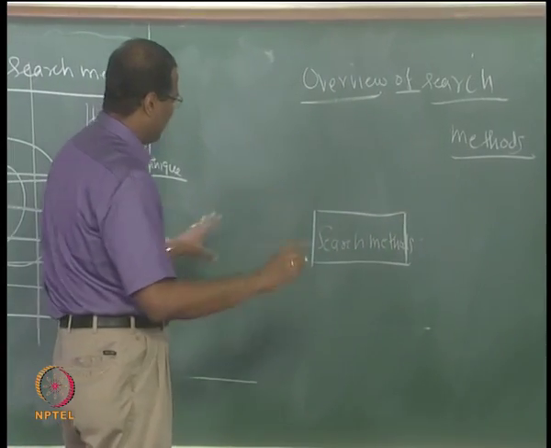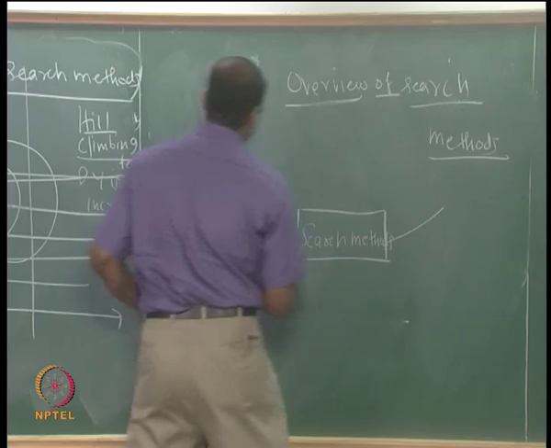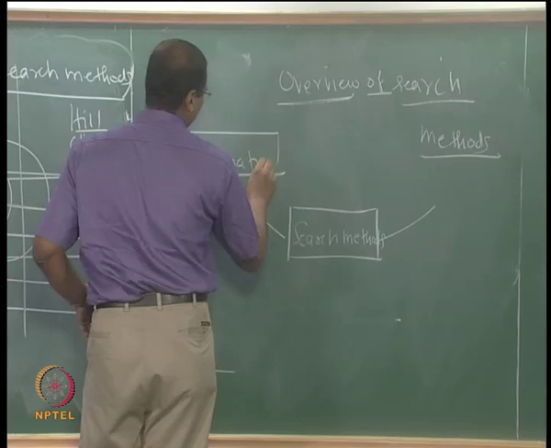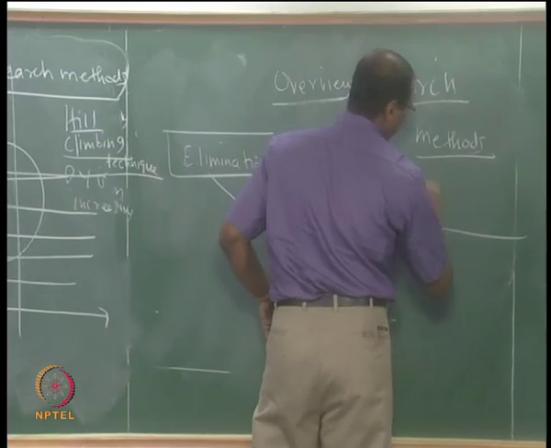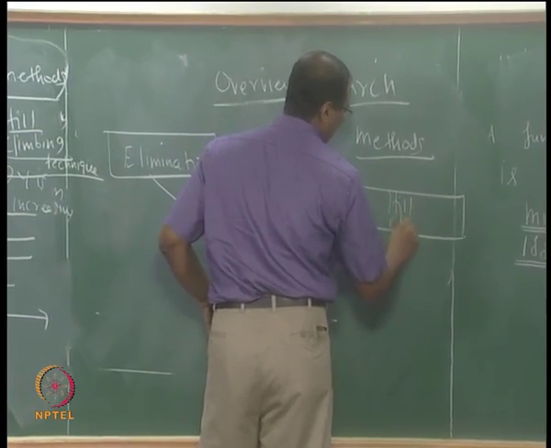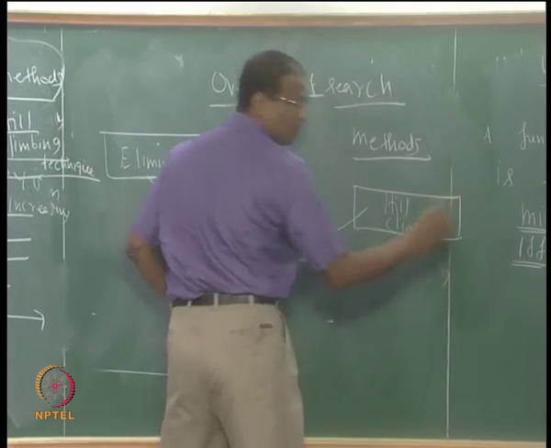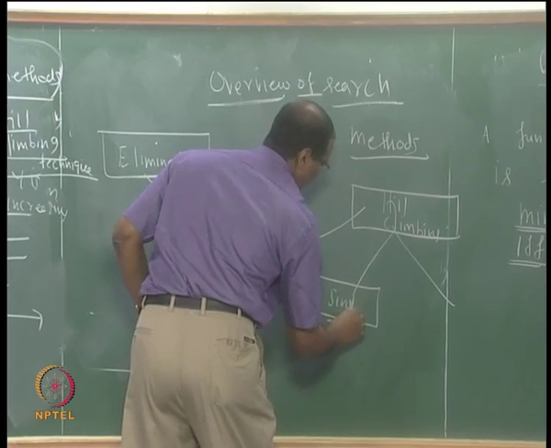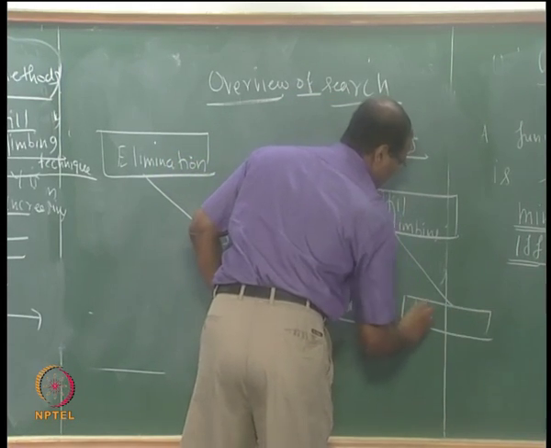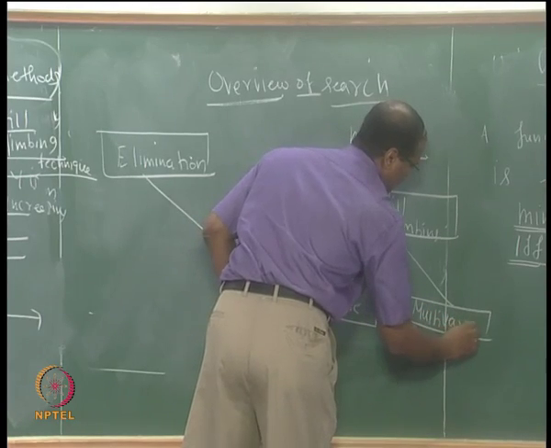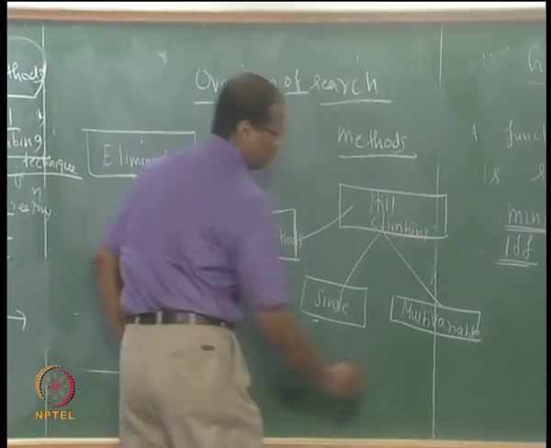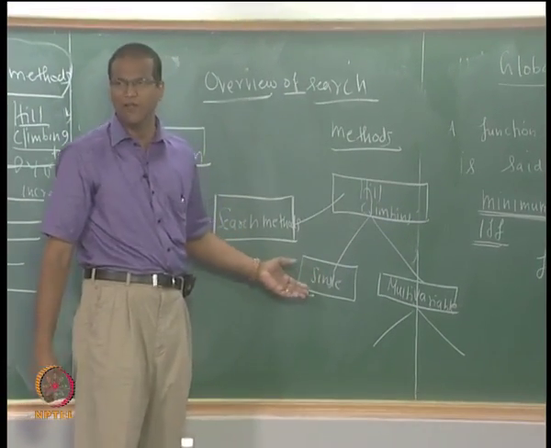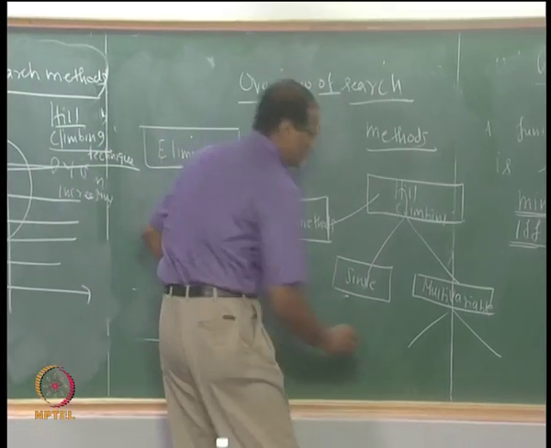So the framework, basically we have elimination, hill climbing, and under this, single variable, multivariable, constrained, unconstrained. I don't want to put constrained and unconstrained here, though it is possible. Already it is single variable. Why try to constrain it too much? So this is unconstrained.